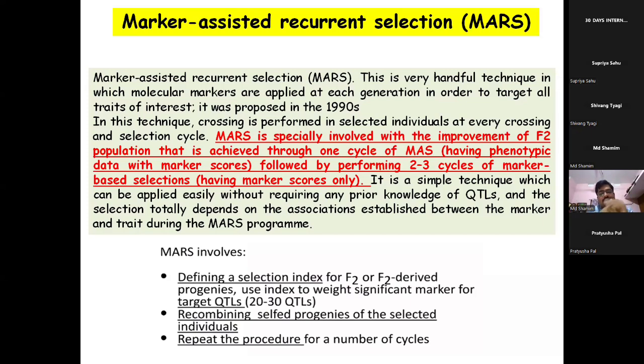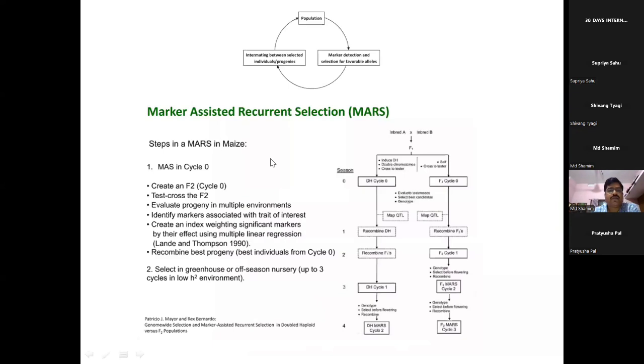So it involves defining a selection index of F2 or F2-derived progenies and using the index to weight significant markers for target QTLs. Then recombining the selfed progeny of the selected individuals and repeating the procedure for a number of cycles. So this one is the normal step involved in marker recurrent selection in maize.